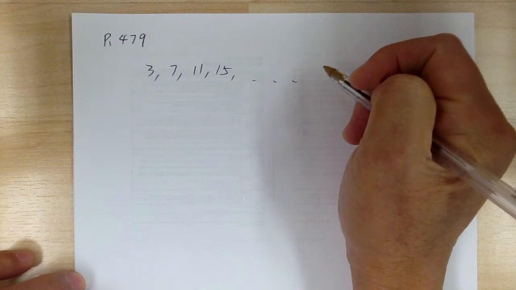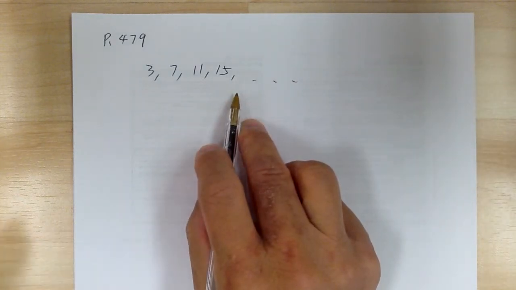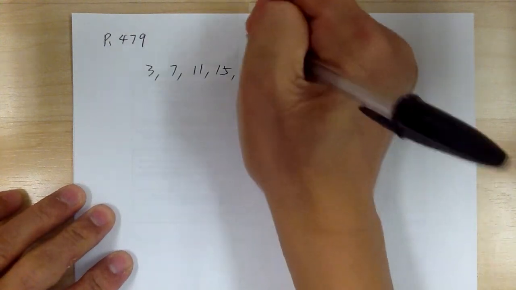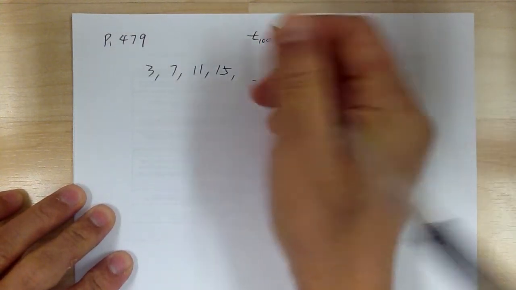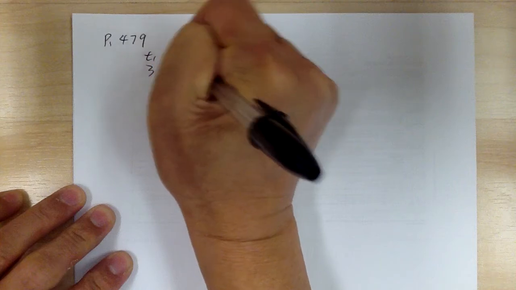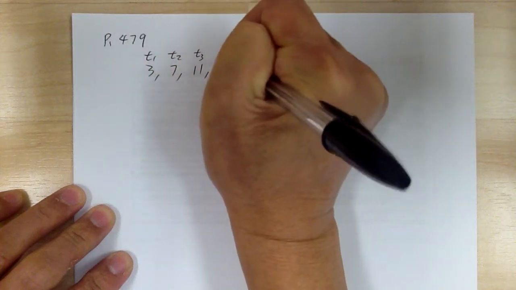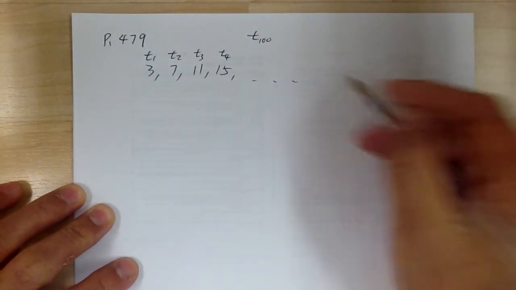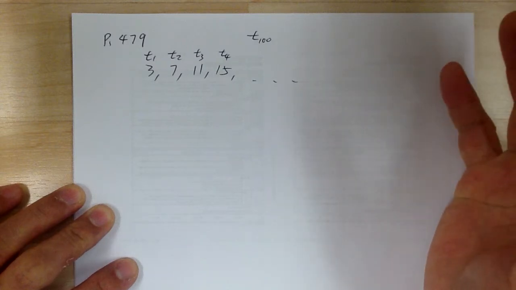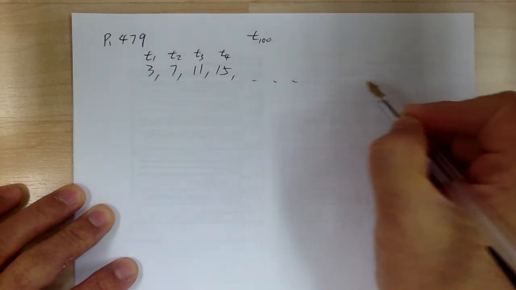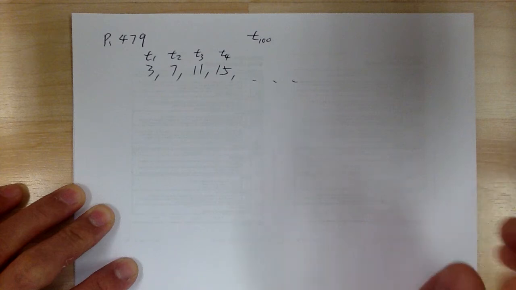If you're going to look for the next term, it's pretty easy. You just look for the pattern, right? But what happens if you're looking for t of 100? So this is t of 1, this is t2, this is t3, this is t4. Now to find t100, if you don't know the formula, then you have to do it one by one. You have to keep going, keep going, keep going. It will take a very long time.